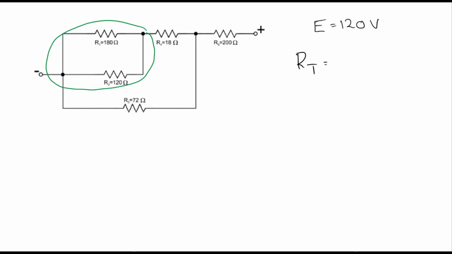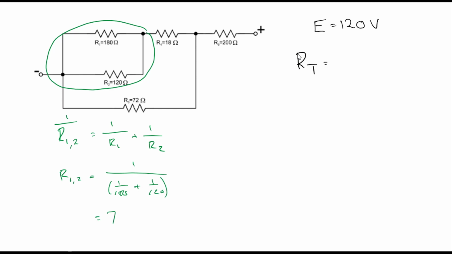So when I come up with the equivalent of what R1 and R2 in parallel are, I have to add them inversely. So that's 1 over R1 plus 1 over R2. Okay, so our combination of 1 and 2 in parallel is going to be 1 over 180 plus 1 over 120, all to the inverse, and we end up with 72 ohms.